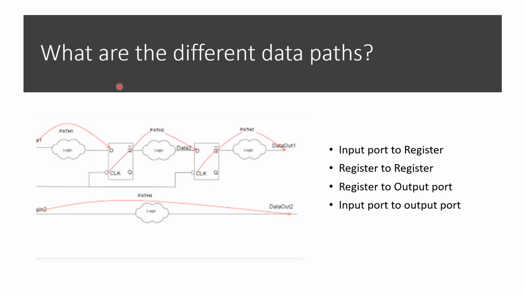So the next question is, what are the different data paths? Basically you have input port to a register, that is this path here. You have register to register, that is clock to Q. You have register to output path, that is from here to here. And you have a path from the input port to the output port. These are the different data paths.